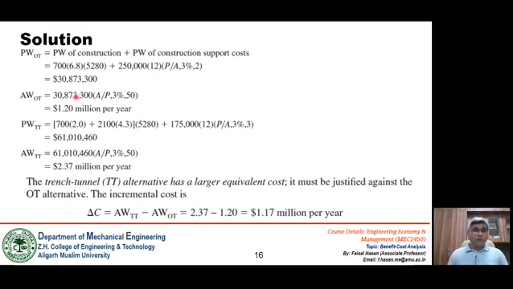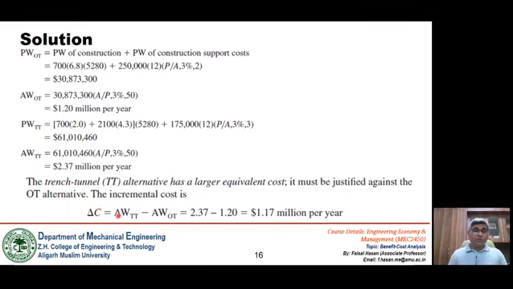Now, if we see which one has the lowest cost, that will be written first. So if we compare the two, the tunnel trench alternative has the larger equivalent cost. So we will write this as the second alternative. The first alternative will be the open trench.